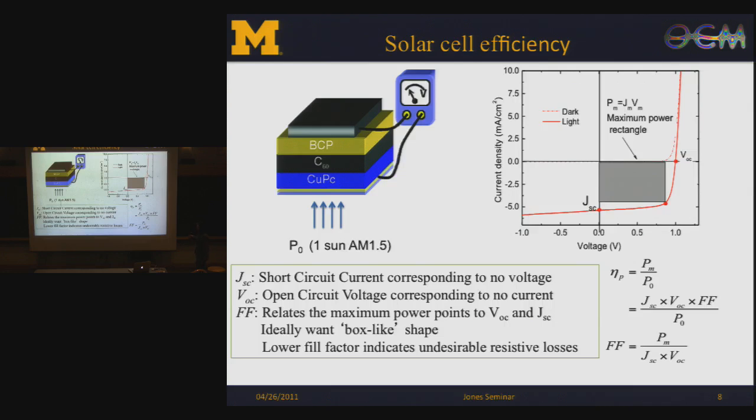Also, we want this curve to be as square as possible, to generate more power. So we have another parameter, the fill factor, to characterize the box-like curve. The fill factor is defined as the maximum power generated divided by the product of the short circuit current and the VOC. So J sub SC, the short circuit current, VOC, and the fill factor, these three parameters determine the final efficiency. So to build a high efficiency solar cell, we have to consider these three parameters.